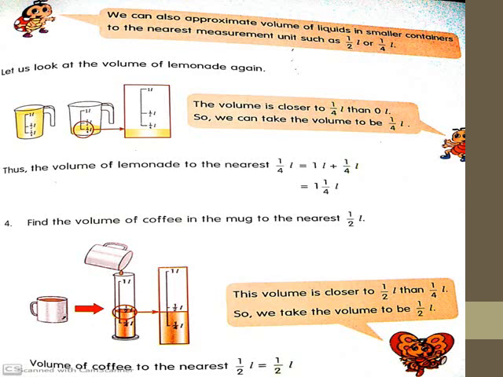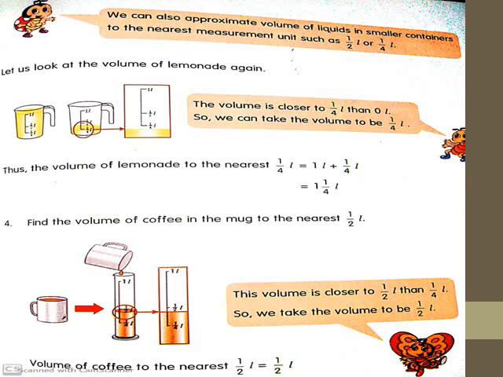So whenever we put liquid in the beaker, it could be between 1 and half, it could be between half and quarter, it could be less than quarter, or it could be less than half, it could be less than 1. So when we have to approximate to the nearest measurement unit, we'll see the closer measurement unit.